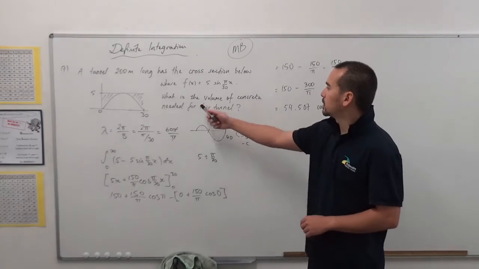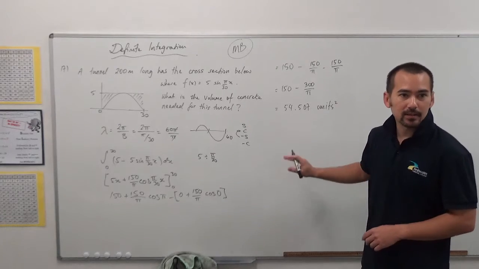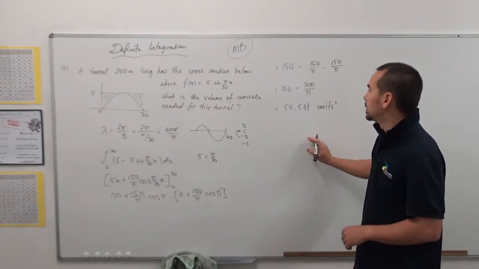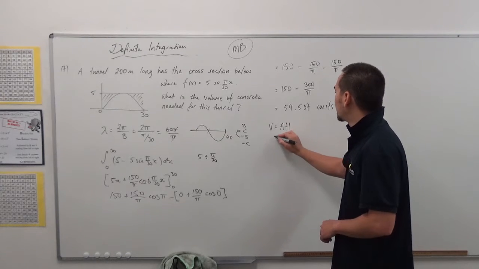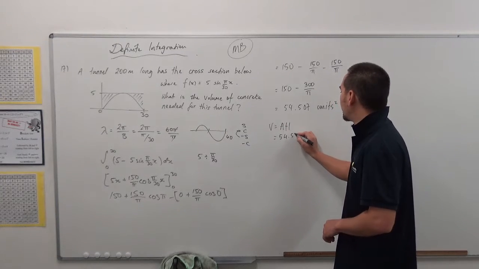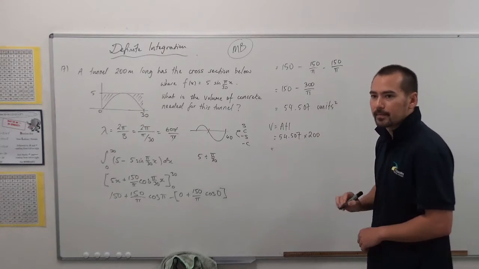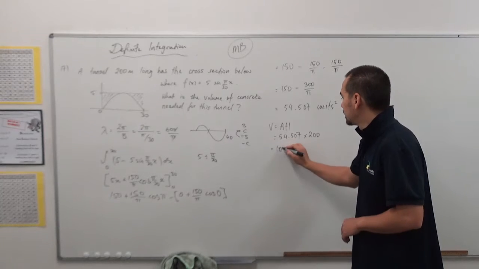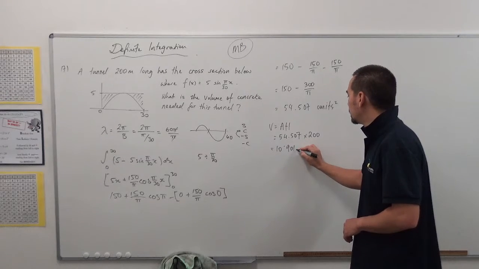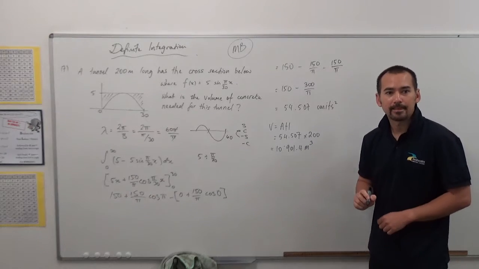To answer the question, what is the volume of concrete needed for this tunnel? Well, how long is the tunnel? 200 meters. So the volume is equal to area times length, which is 54.507 times 200. That's 10,901.4 meters cubed.